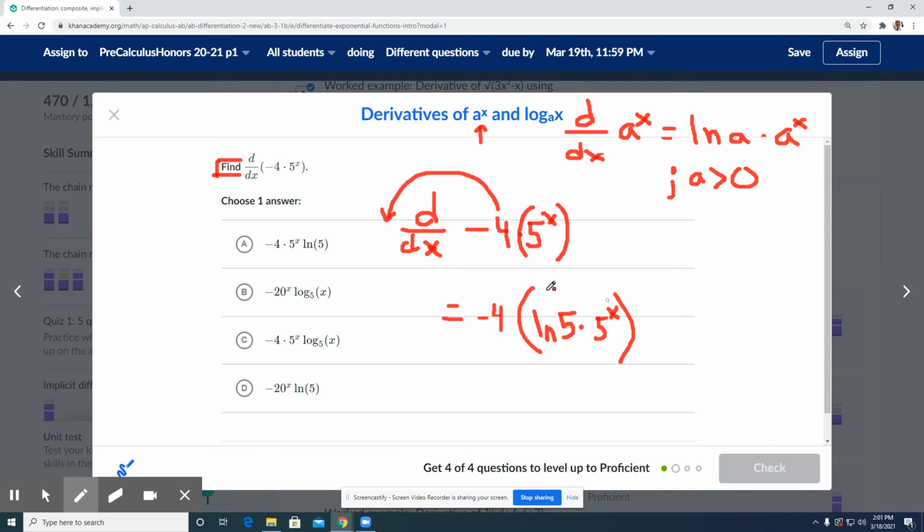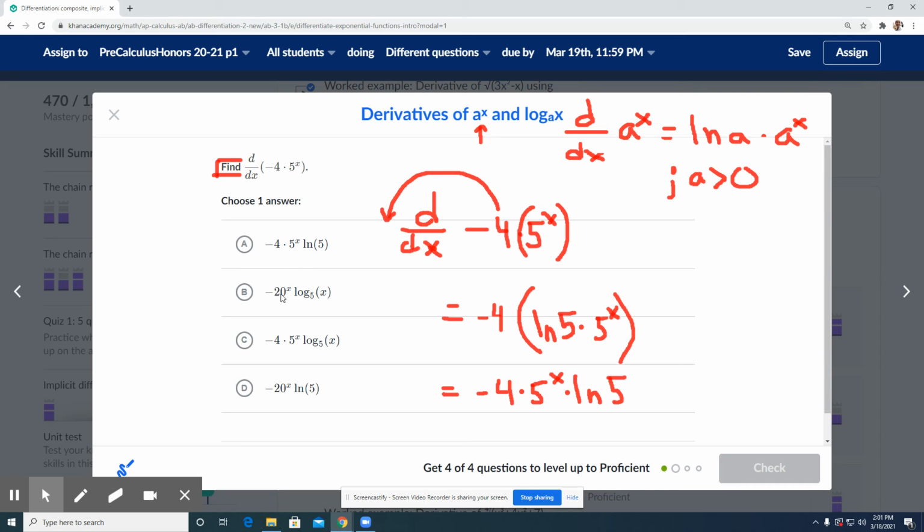Then I'm going to simplify this. It doesn't look like there's much that needs to be simplified. Negative 4, order doesn't matter since it's all multiplication. I like having my natural log at the end, so I don't have to worry about extra parentheses. All of this is multiplication. Let's see which one of these matches. Negative 4 times, there it is, negative 4 times 5 to the x times natural log.